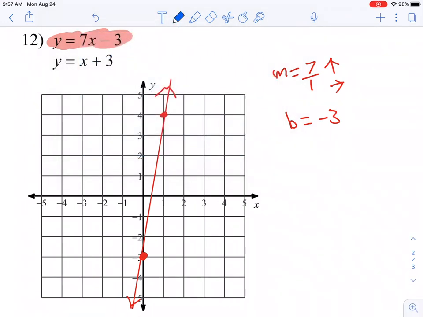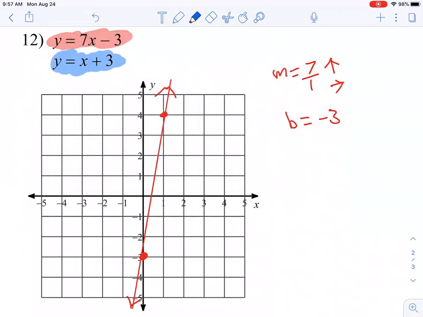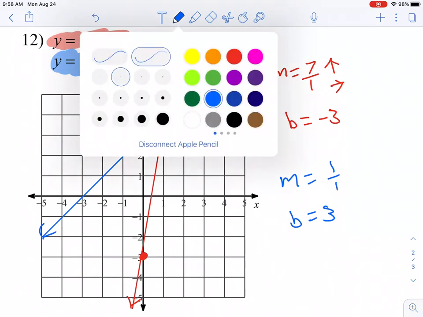Okay, and then in blue, for my blue equation, our m is 1 over 1 and our b is 3. So we are going to begin at 3 and then count up 1, right 1. And that gives us that line there.